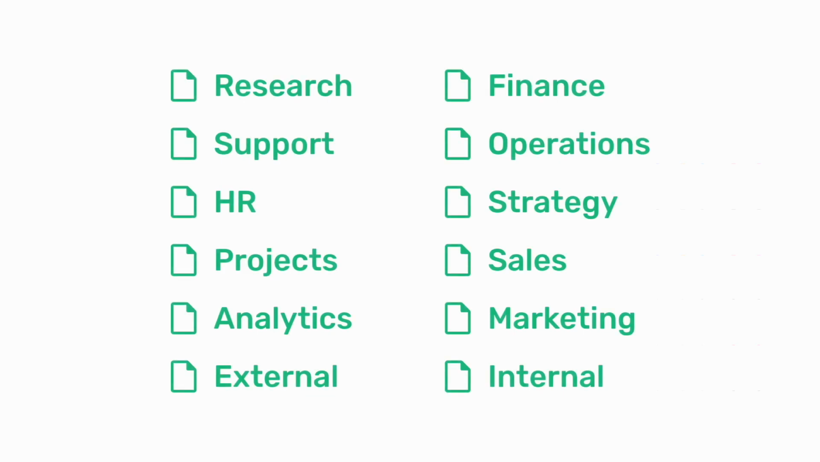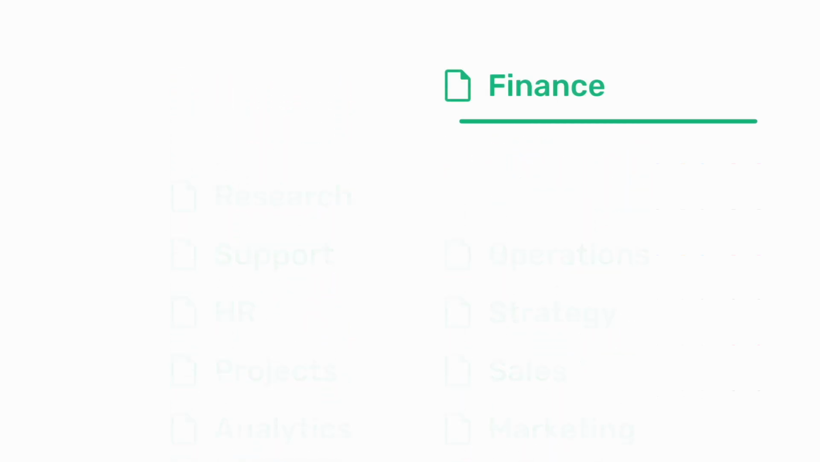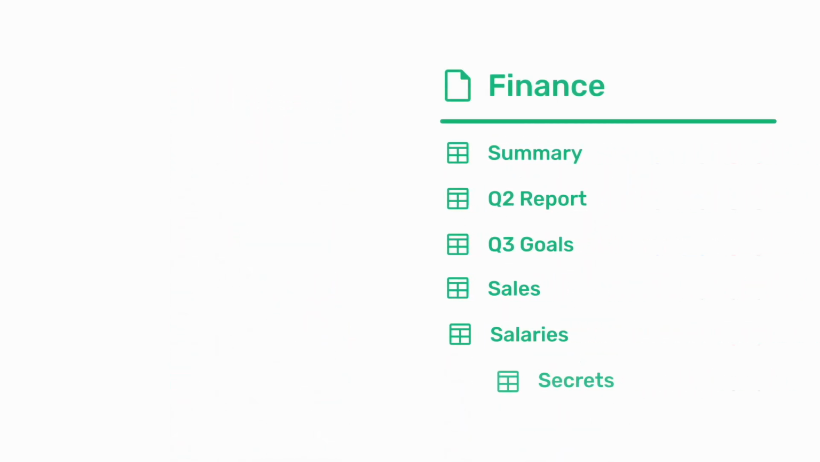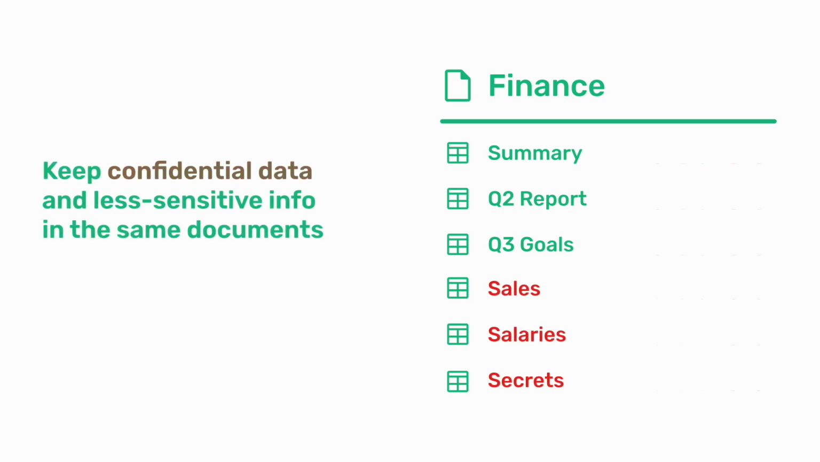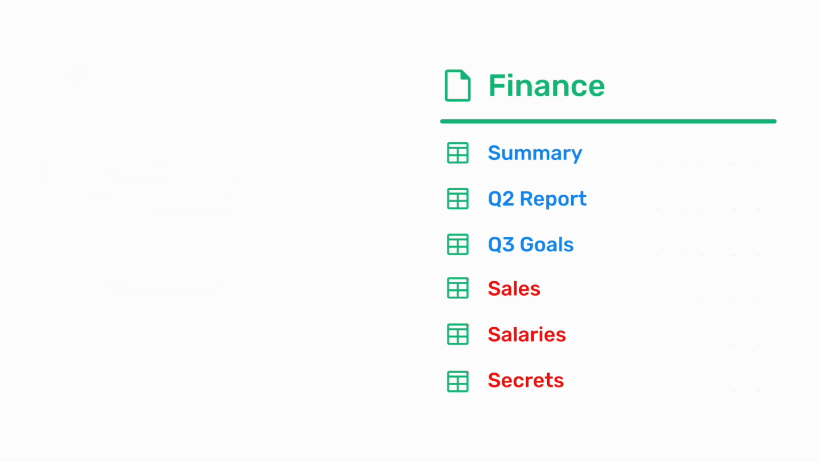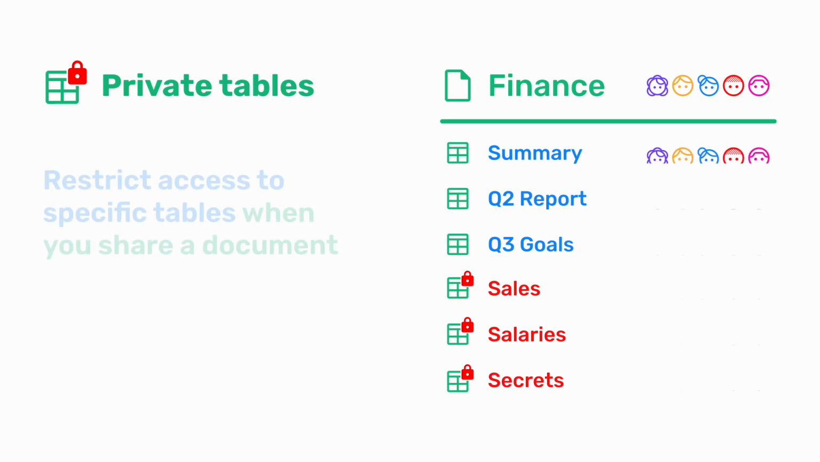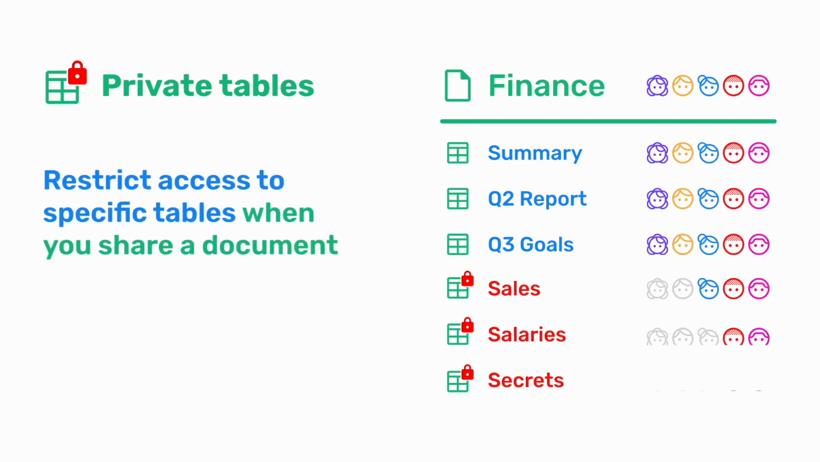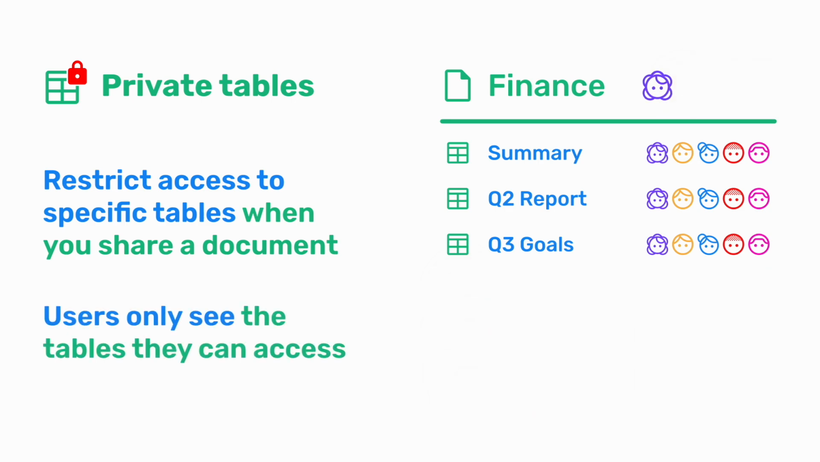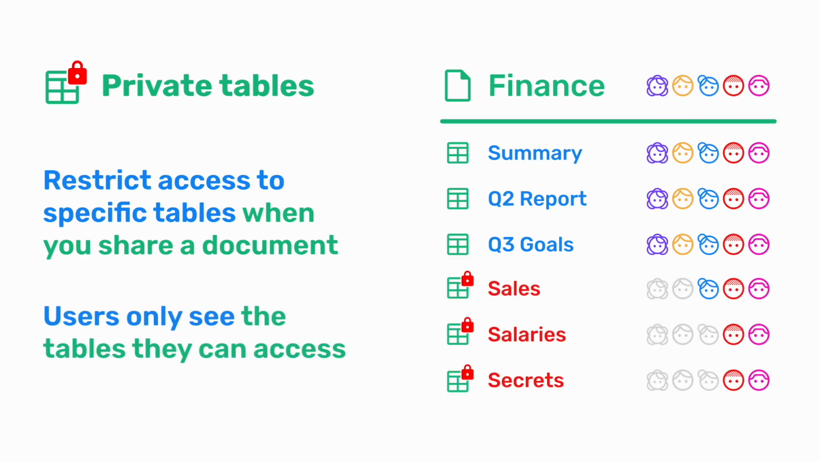Grist documents can be made up of multiple tables, some with confidential data, and some with data that you want to share, like a document with both sensitive financial information and a summary of that data that's meant for a wider audience. Before you share a document, you can turn some tables into private tables, tables with more strict permissions, hidden and completely inaccessible to certain users.